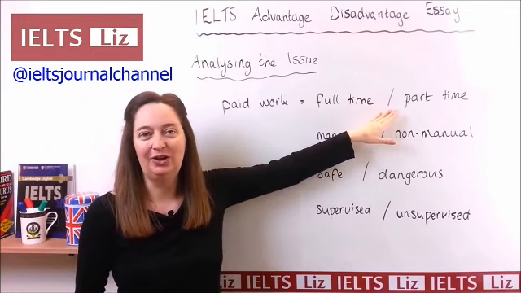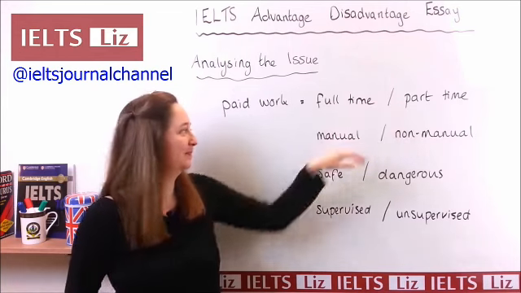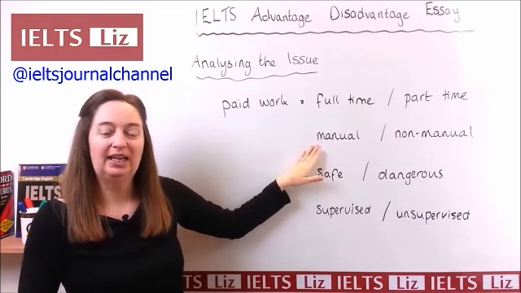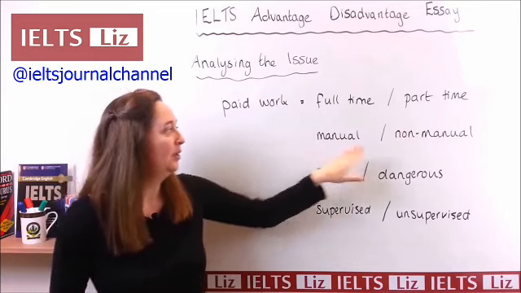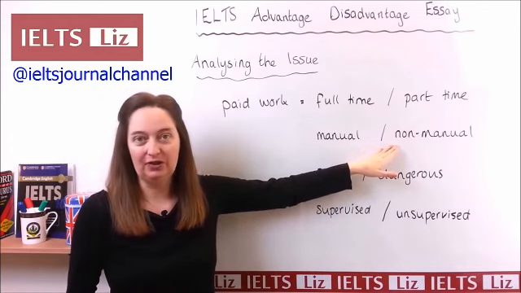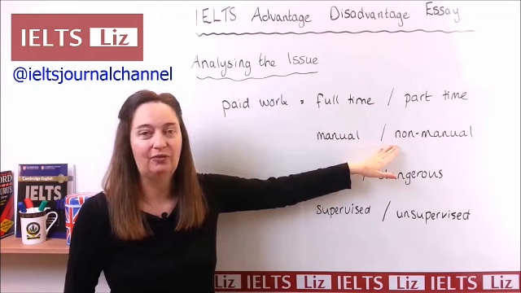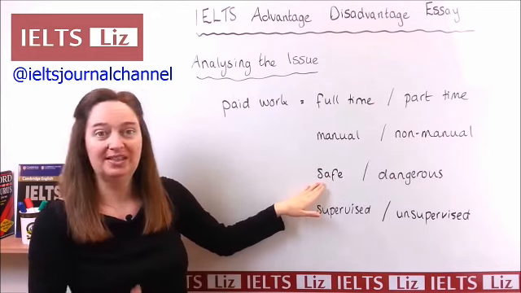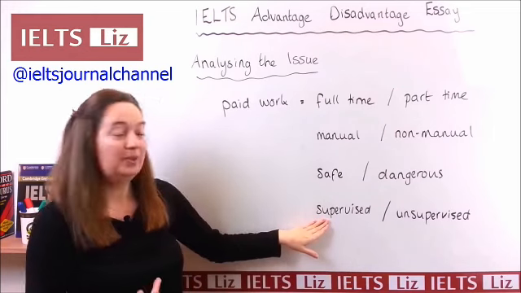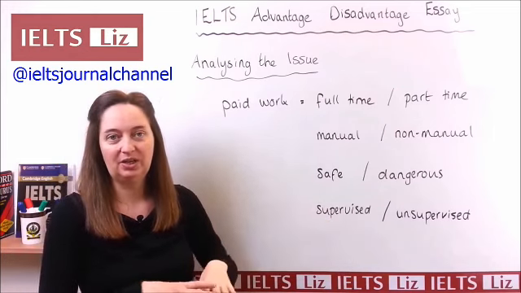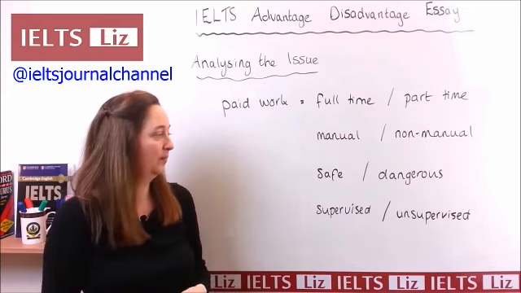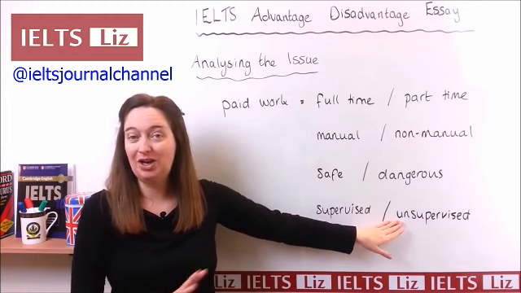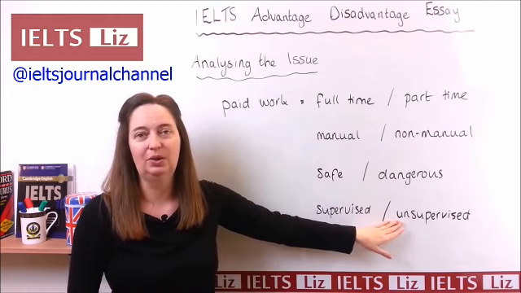Part-time work means maybe the child is only working for 2 or 3 hours on a Saturday when they're not at school anyway. Manual, the child might be working in a factory, or worse, maybe working on a building site, which is very dangerous. Or non-manual, the child might be just doing office work, something very simple and useful for their future. The child might be doing work that's safe or dangerous. The child might be doing paid work that is supervised, so it's under controlled conditions. There's somebody checking to make sure that the conditions are safe. Or it might be unsupervised, where nobody is checking the conditions that the child is working in.